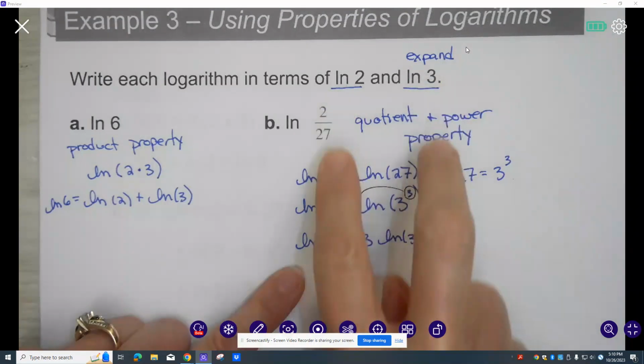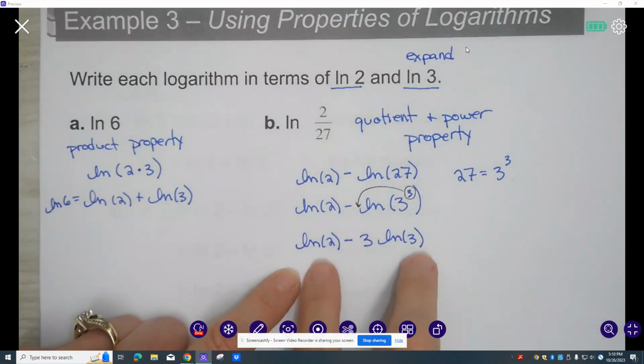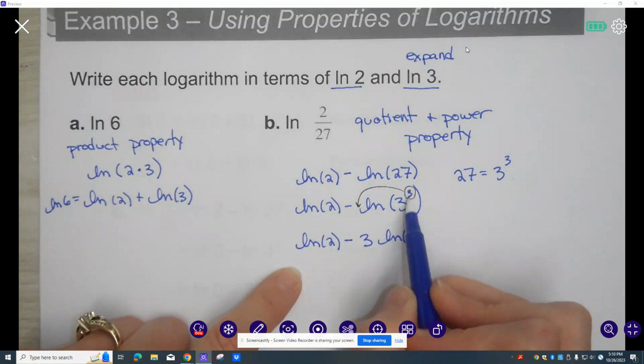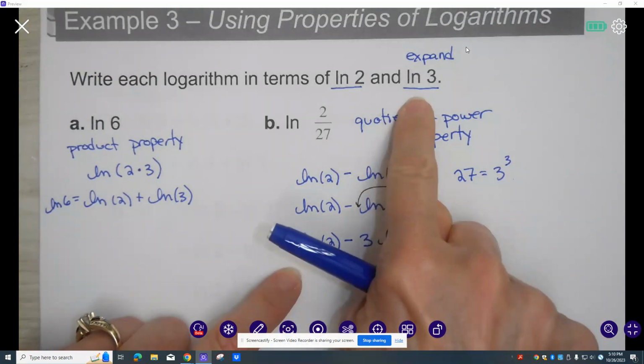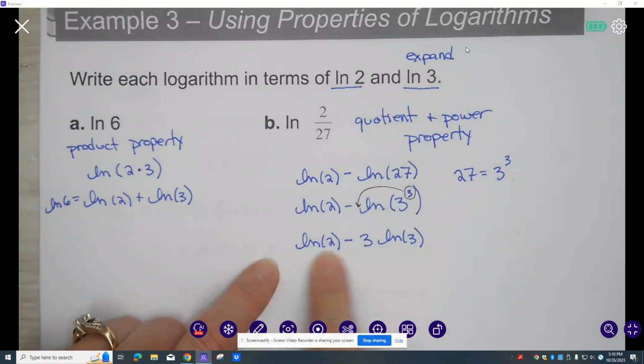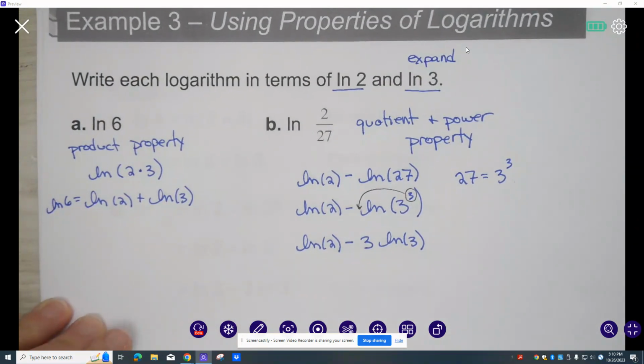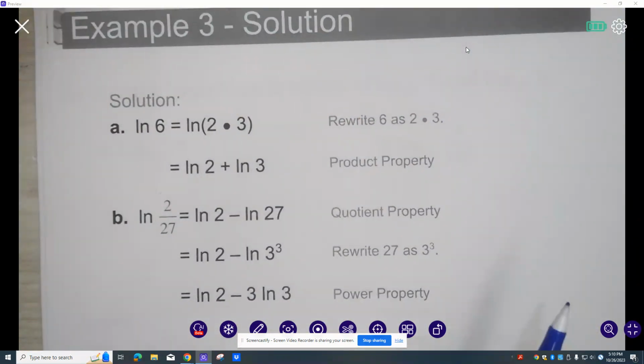Everything is in terms of natural log of 2 and natural log of 3. Notice this is a plain old 3. Up here I had a 3 to the third. I can't leave it like that. They want a plain old 3. So now it's expanded out, all natural logs of 2 and natural logs of 3. Okay, let's keep going. That's the solution.